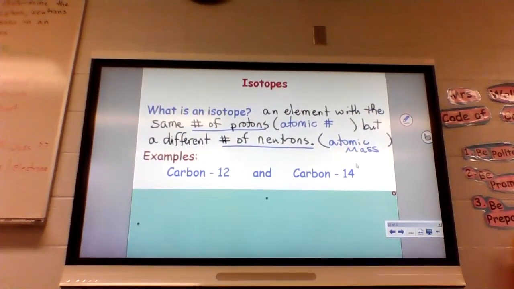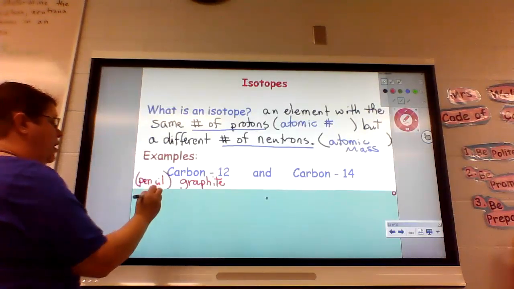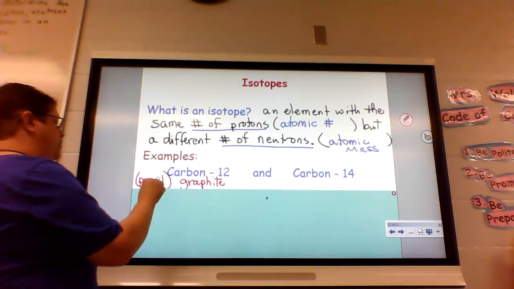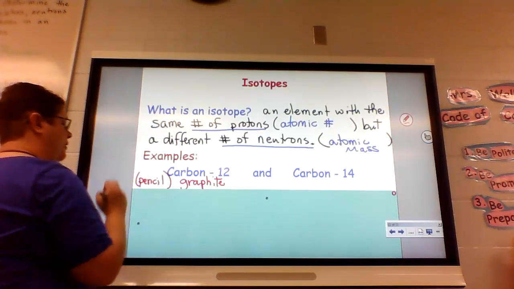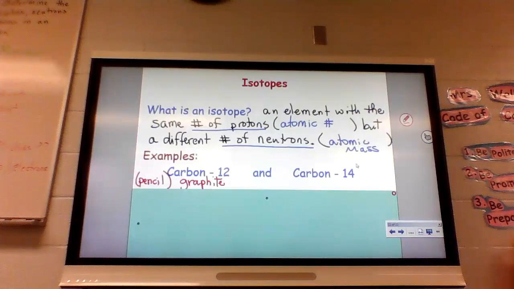An example of an isotope, carbon-14 and carbon-12, are something most students can relate to. Does anybody know what carbon-12 is? Several of you are using it right now. Most of you say to each other, can I borrow some lead? Lead is not in pencils. It hasn't been in pencils since the early 70s because lead is toxic.